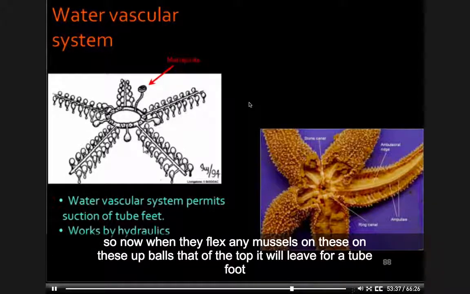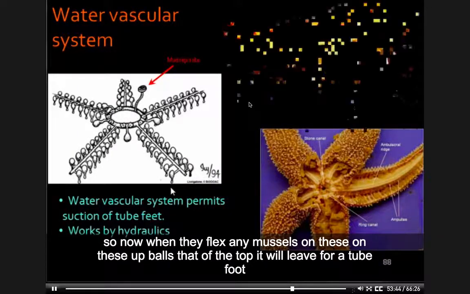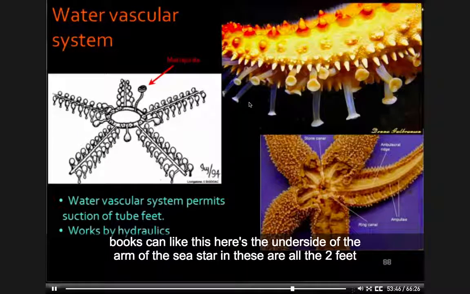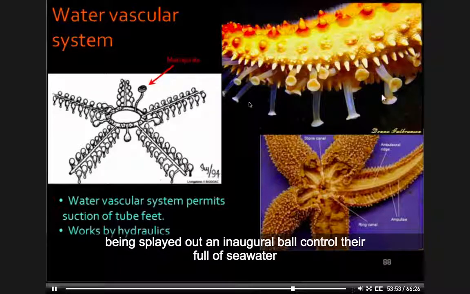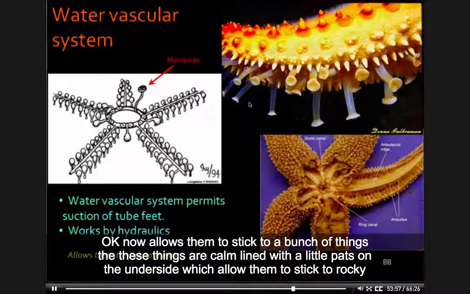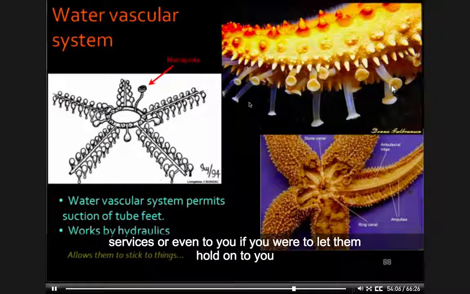So now, when they flex any muscles on these balls up at the top, it will evert a tube foot. Looks kind of like this. Here's the underside of the arm of a sea star, and these are all the tube feet being splayed out and under control. They're full of seawater. Okay, now this allows them to stick to a bunch of things. These come lined with little pads on the underside, which allow them to stick to rocky surfaces, or even to you if you were to let them hold on to you.